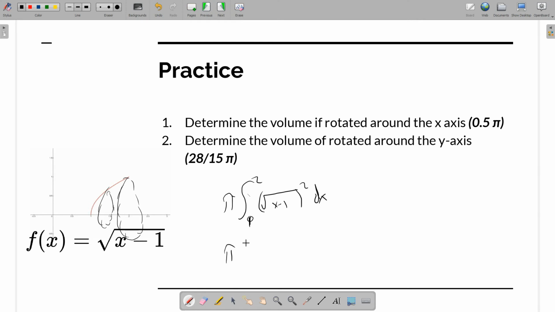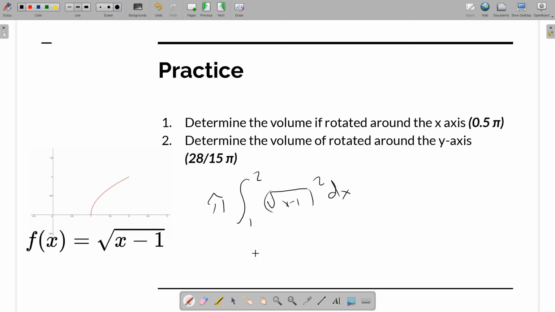And so I'm able to integrate right away here. Let me actually take a step back, I'm kind of rushing. Let's try that again. From 1 to 2, and then I've got square root of x minus 1 all squared, and pi right here. So this will be from 1 to 2 pi. When you square this, you just end up with x minus 1, dx. And then that's going to be pi times x squared over 2 minus x, close bracket, and then you evaluate from 1 to 2.